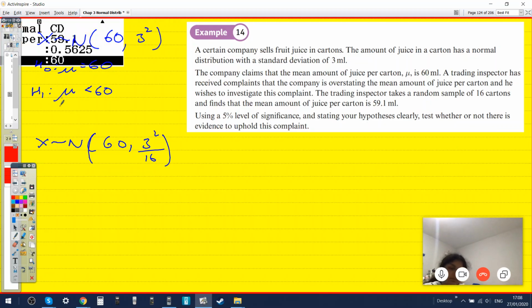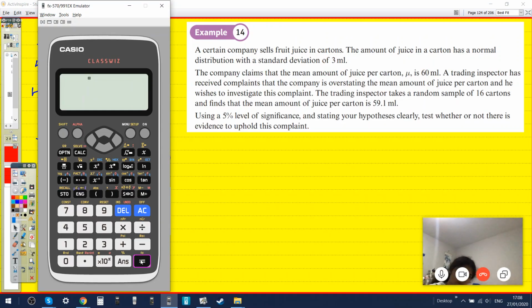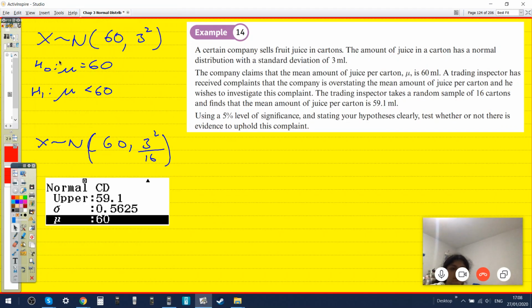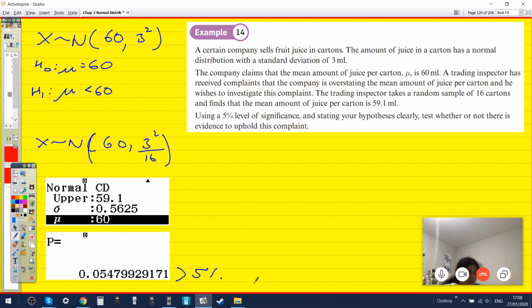And did you get an answer there? 0.0548. And what does that tell us? Or what do we do with that? Greater than 0.05. So H0 is rejected. I believe H0 would be accepted. I think it would have to be like 4% or 3% or something.